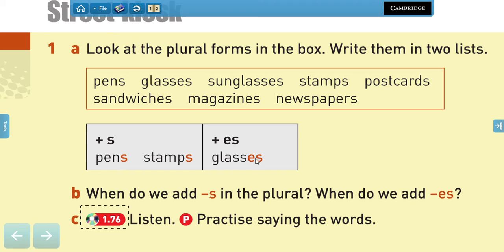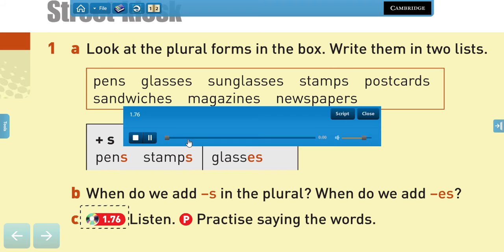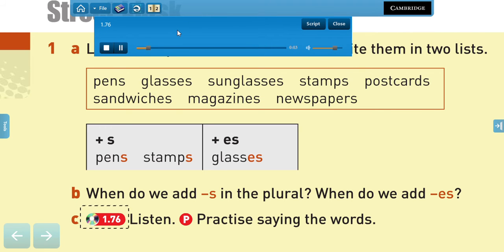Okay, so let's listen. Track 76. Pens, stamps, postcards, magazines, newspapers. This is the first category. Then we have the second one. Glasses. Sunglasses. Sandwiches.